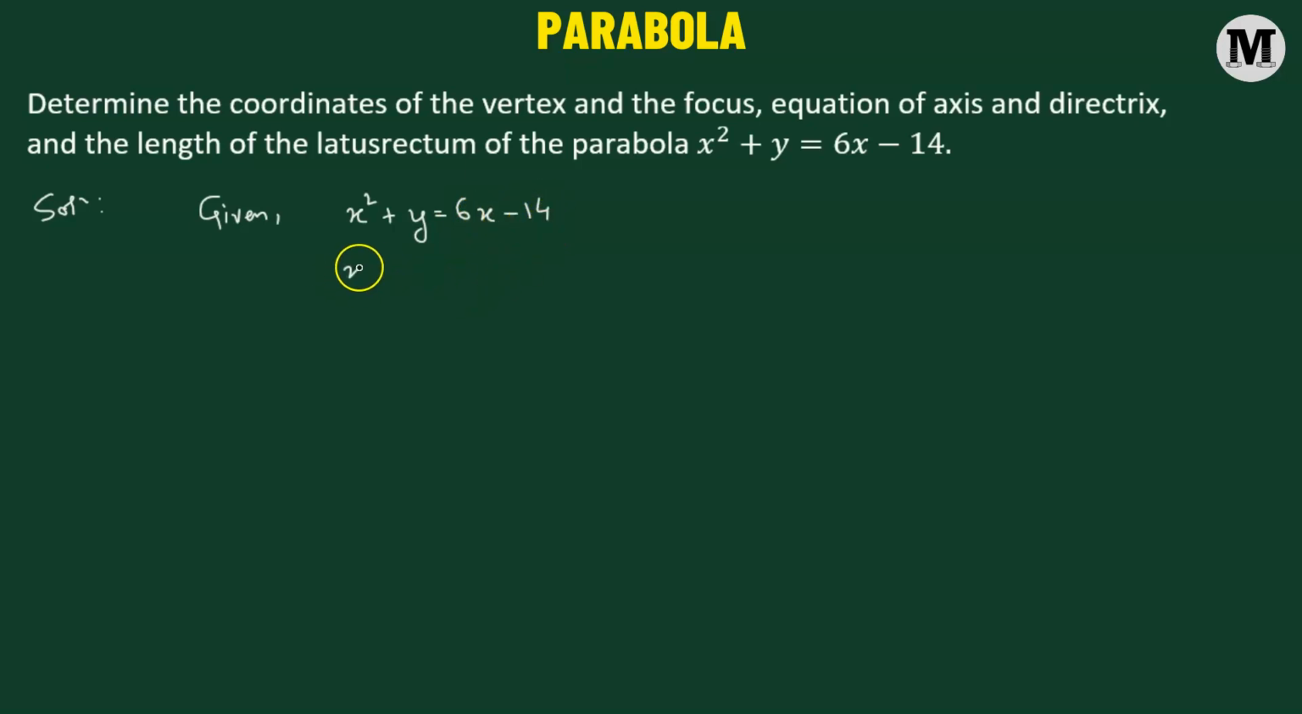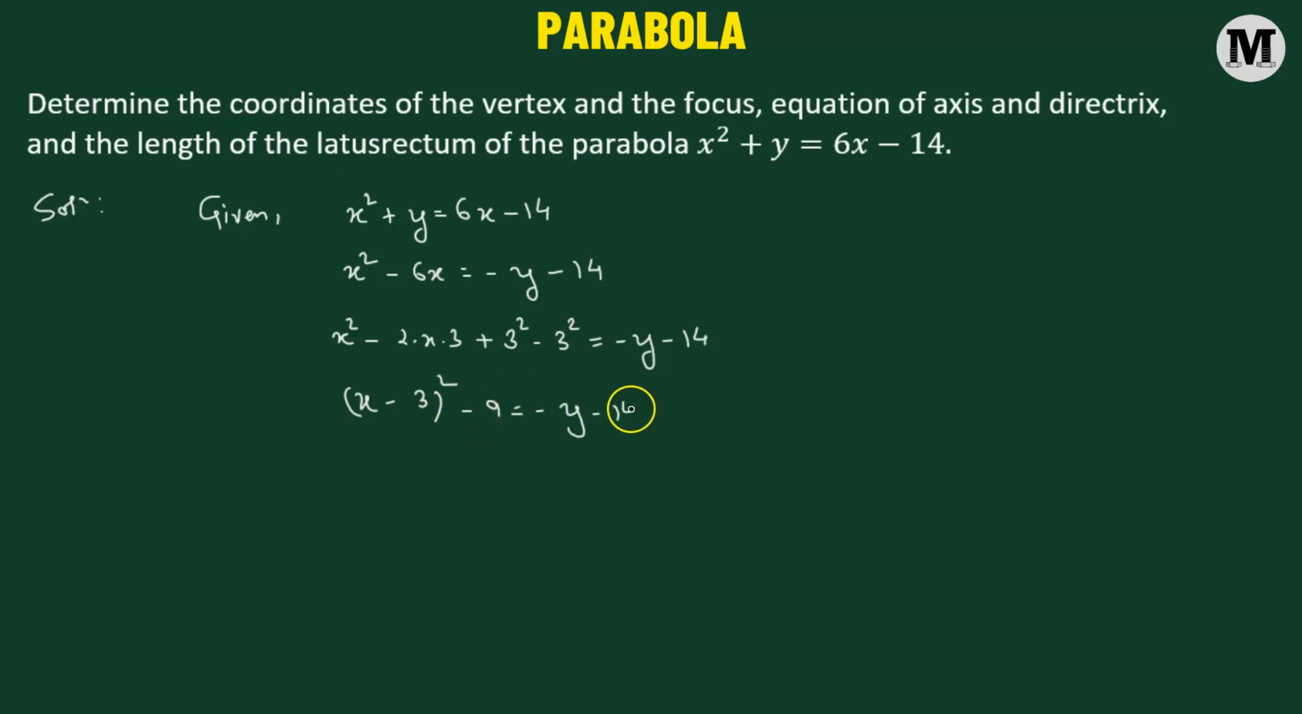What we're going to do here is rewrite the terms. We're going to transpose 6x to the left hand side and transpose y to the right hand side to get negative y minus 14. We will convert x squared minus 6x into a perfect square by completing the square. So we get x squared minus 2 times x times 3. We're going to add and subtract an extra term, so that's going to be 3 squared. That will be equal to negative y minus 14.